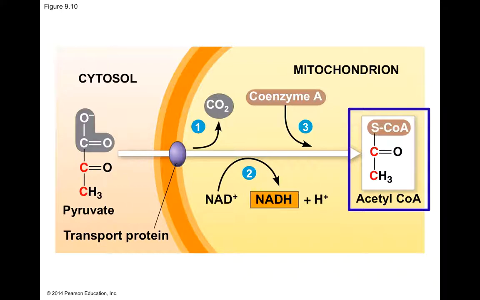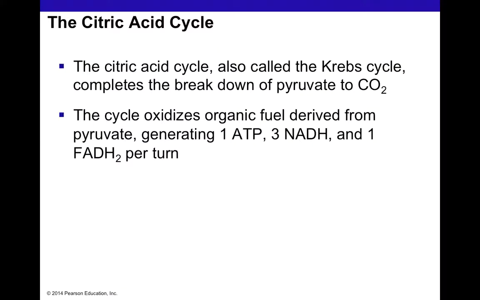Also remember that for every molecule of glucose, there are 2 molecules of pyruvate, so this link reaction needs to happen twice, once for each pyruvate. Which brings us to the citric acid cycle, which is also called the Krebs cycle, named after Hans Krebs, the scientist who first worked out all the steps of the cycle.